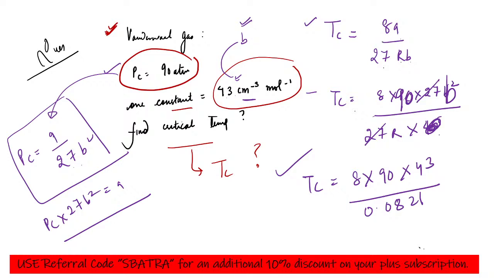Great. So the value will be close to 377.1 kelvins. So this is going to be your correct answer, 377.1 kelvins, approximately close to this value only. Great. Now let's go to the next one.